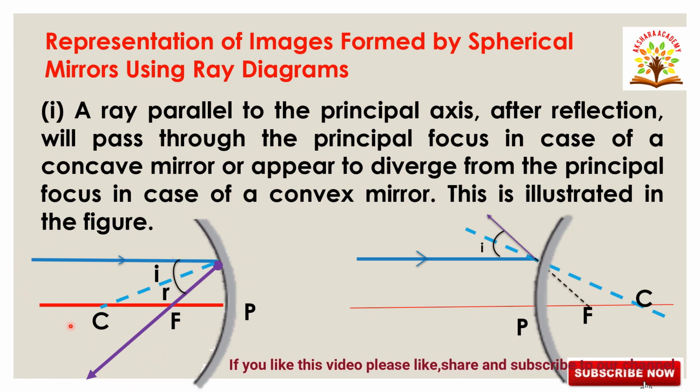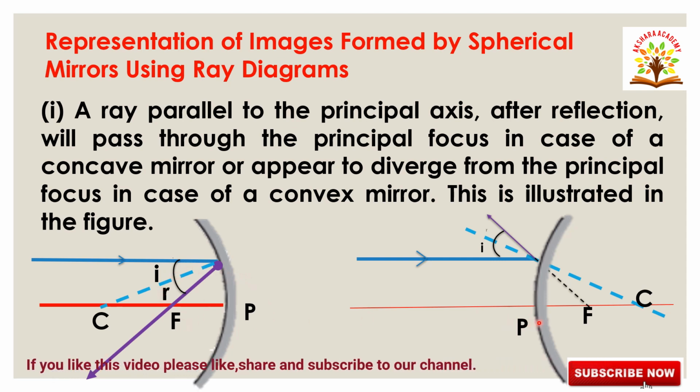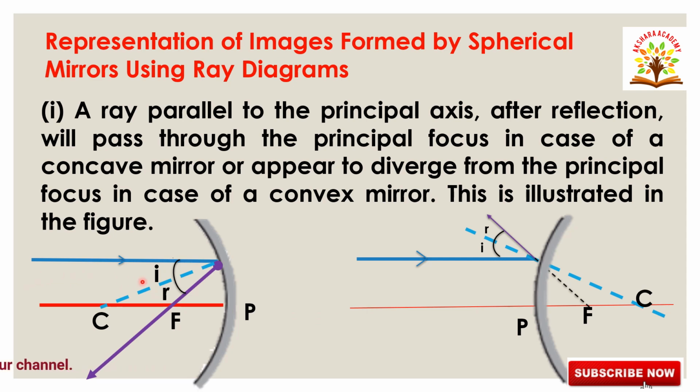This diagram represents the rule in the case of concave mirror, and this is representing the rule for ray diagram in the case of convex mirror. Any ray which is parallel to the principal axis, after reflection it passes through focus or appears to diverge from the principal focus in the case of a convex mirror. Okay, next let us go to the second rule.